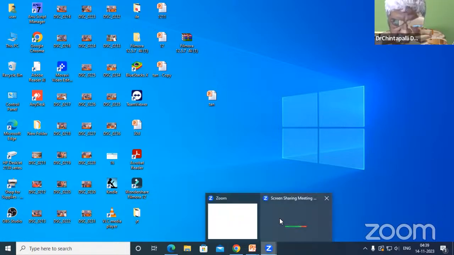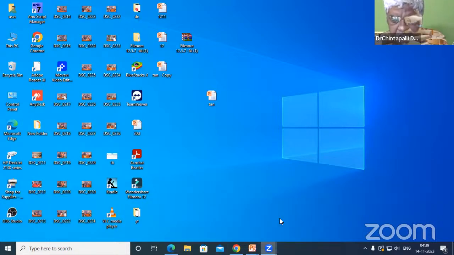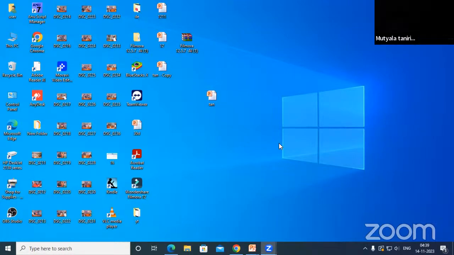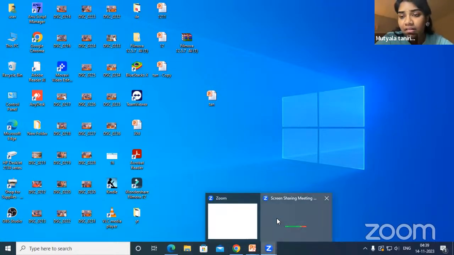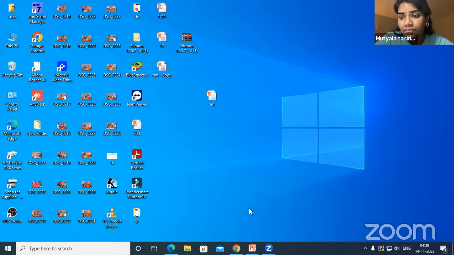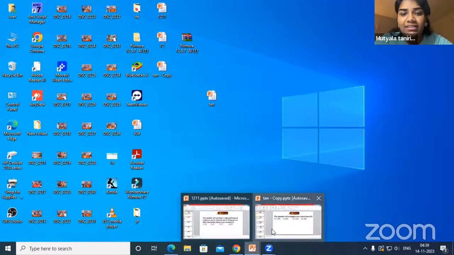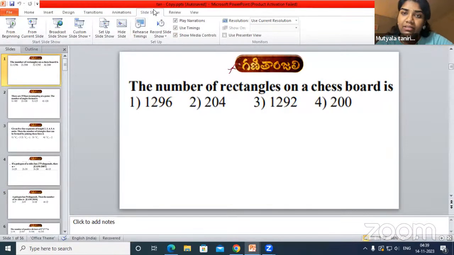Where is the settings bar? Settings bar, sir? Yeah, there should be a settings bar. You want to go to the settings, sir? You can just type it over there. It'll be done.